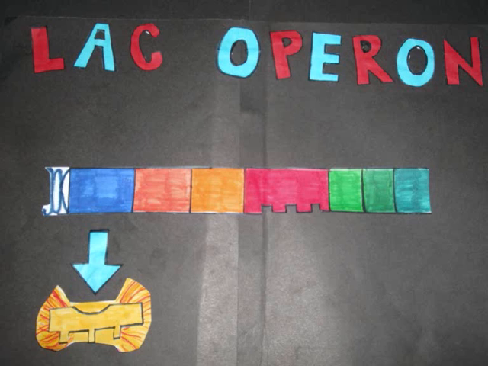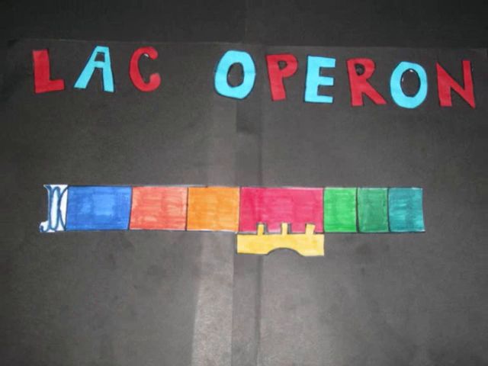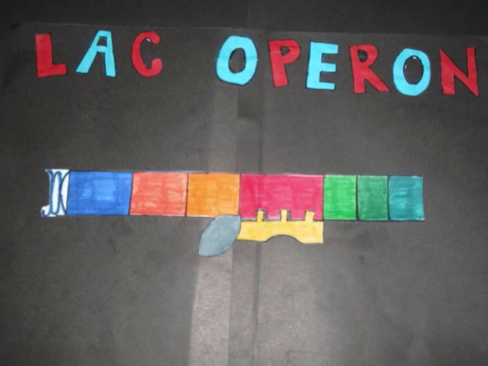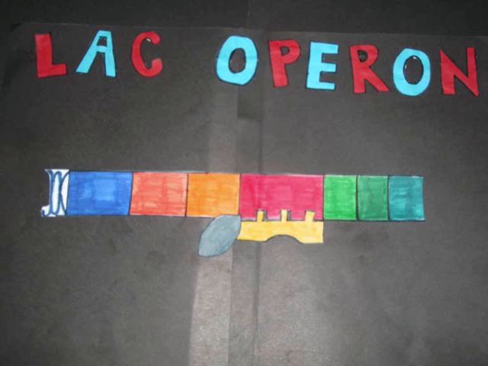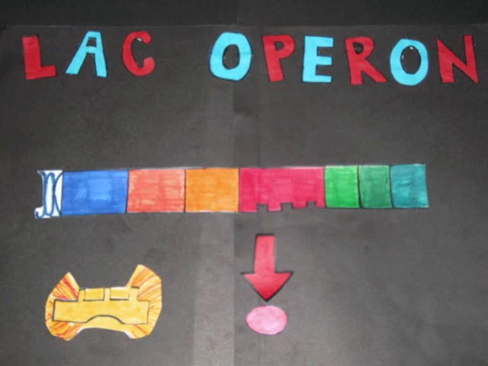When in this form, it binds to the operator. This prevents RNA polymerase from binding to the promoter and transcribing the genes. This is allolactose. It is the inducer of the repressor. It inactivates it. It is in the system when lactose is present. It's an isomer of lactose.